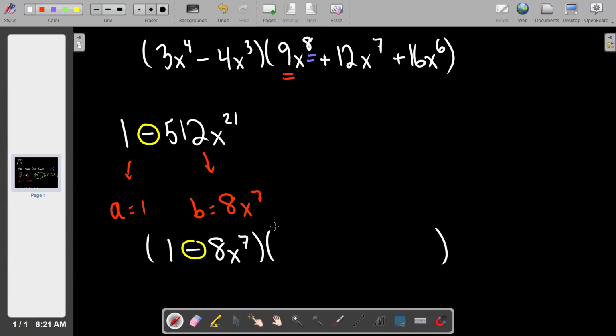And what's going to lead off the way in long set? 1, because 1 squared is 1. Plus 1 times 8x to the 7th is 8x to the 7th plus what? 64x to the 14th. And that is a wrap.